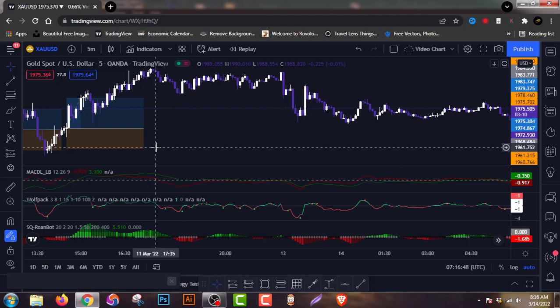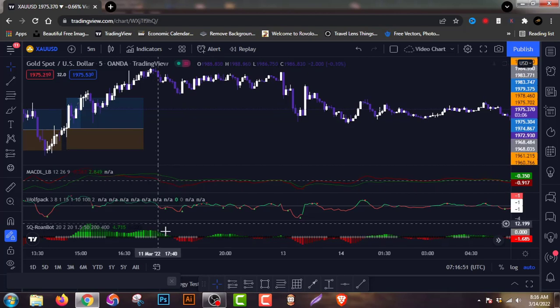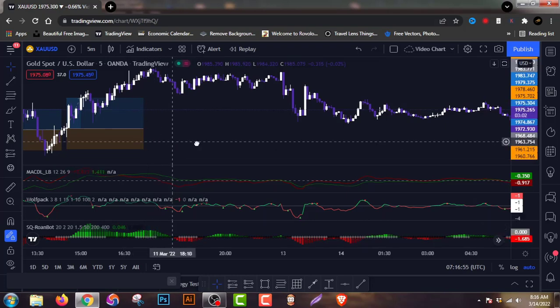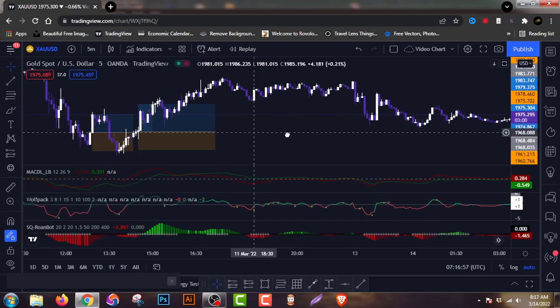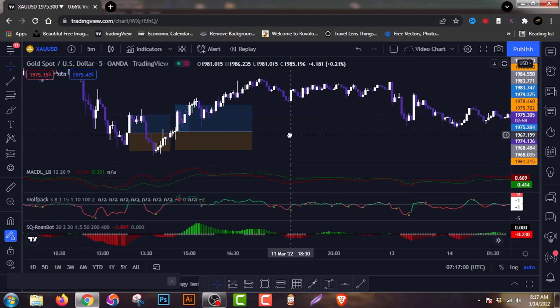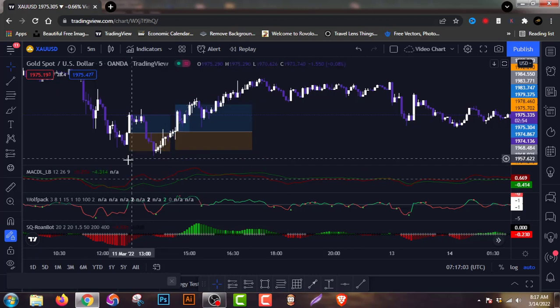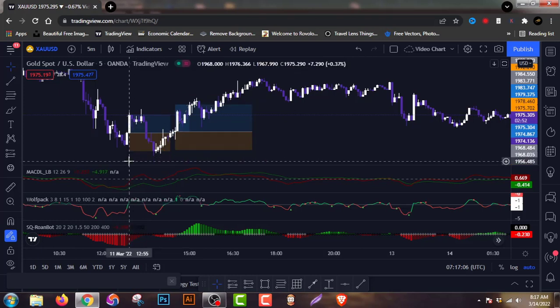Okay, so what we are looking for in this one, for the squeeze momentum, is three things for a buy. Let's find a perfect buy signal, then we'll find a perfect sell signal. Okay, let's find a perfect buy signal. All right, okay, this signal.